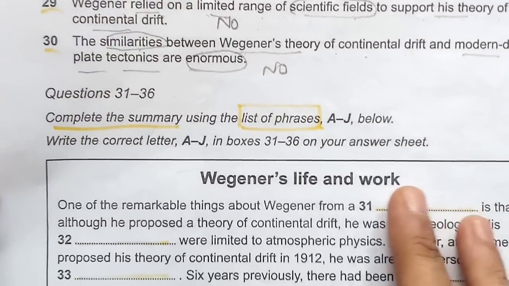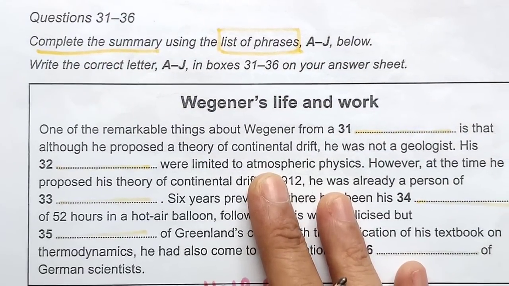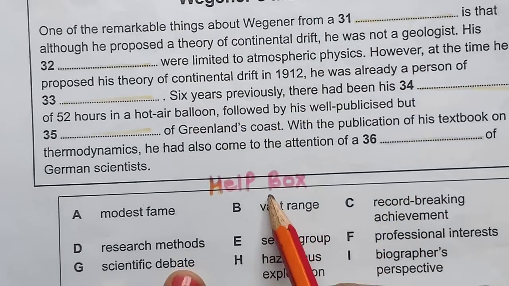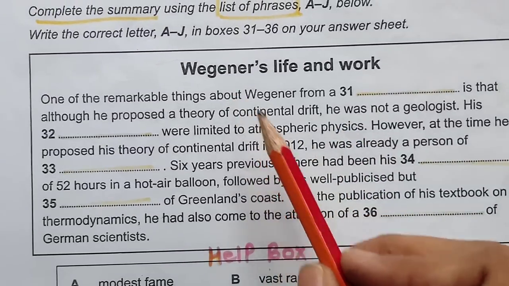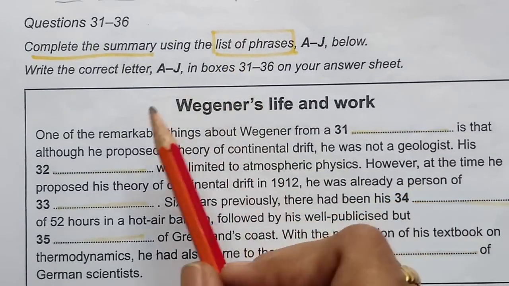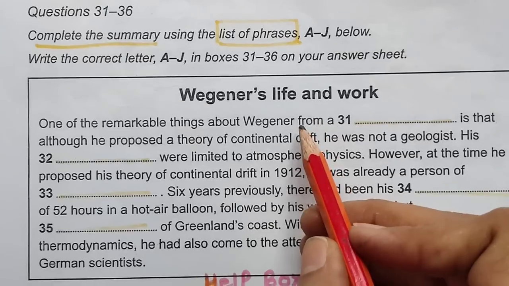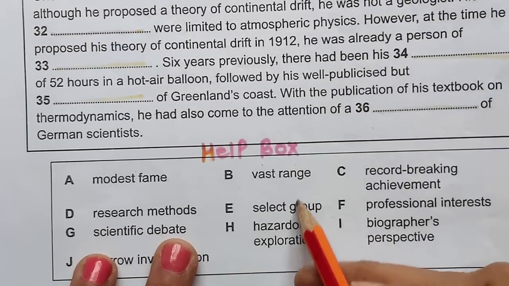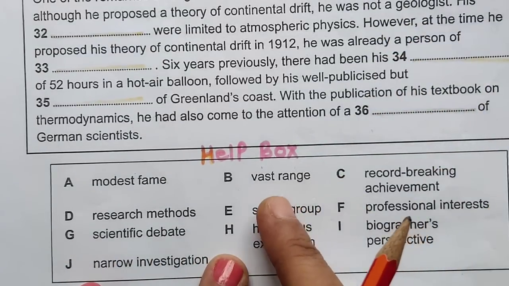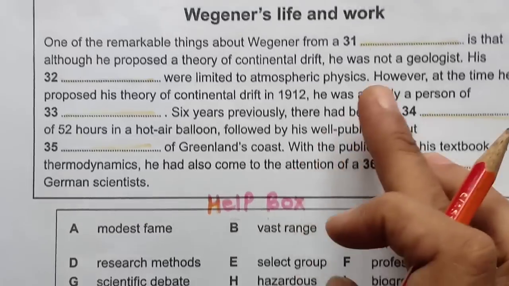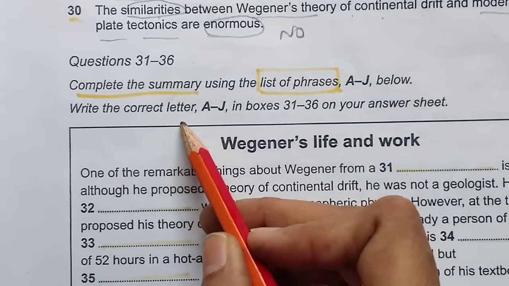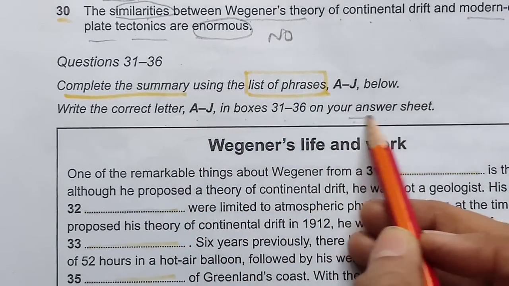Now coming to my next question, fill in the blanks, meaning complete the summary. Clearly you can see complete the summary using the list of phrases, meaning we have a help box given. So first, what is the method of doing these kinds of complete the summary questions? First, we will find the location of the question statement, the blank, and then we will try to find the word and use synonyms of those words, and we will fit the letters in the blanks. Not the word will come, only letters will come because they have given: write the correct letter A to J in boxes 31 to 36 on your answer sheet.